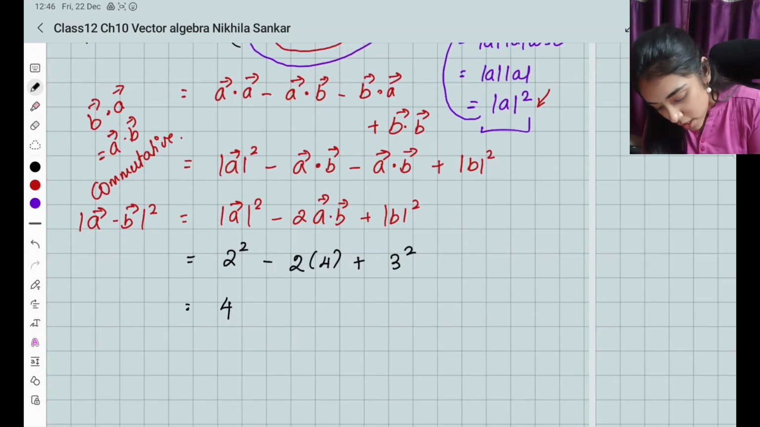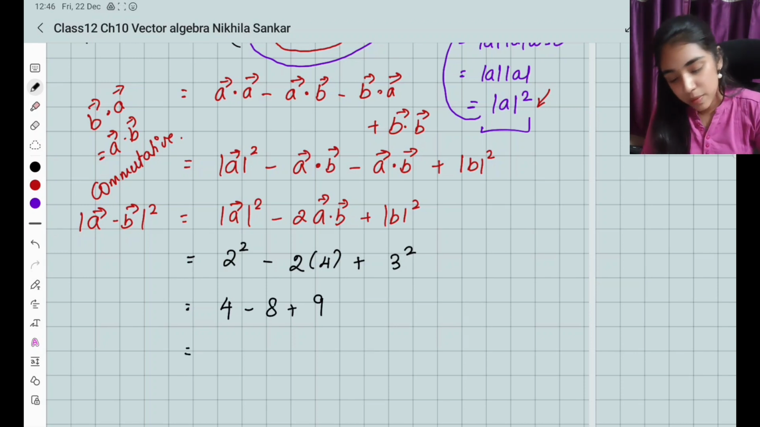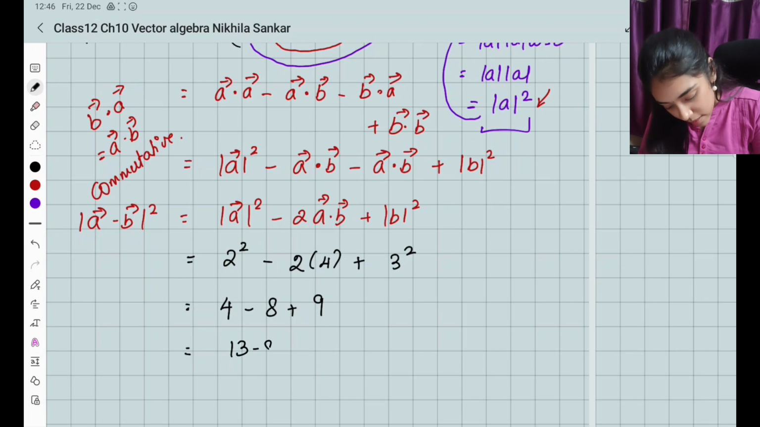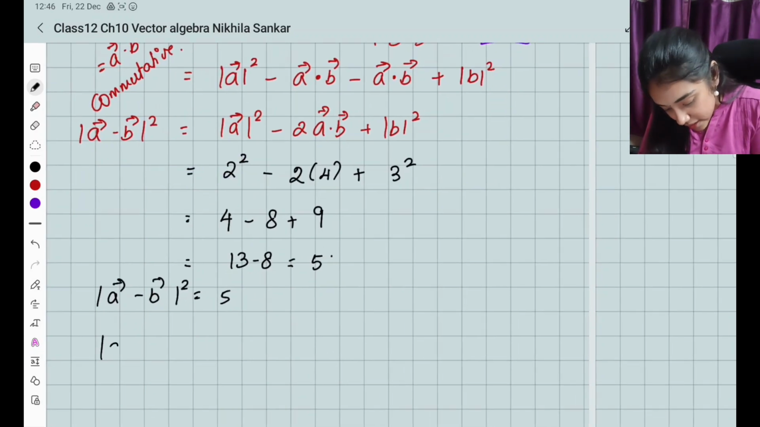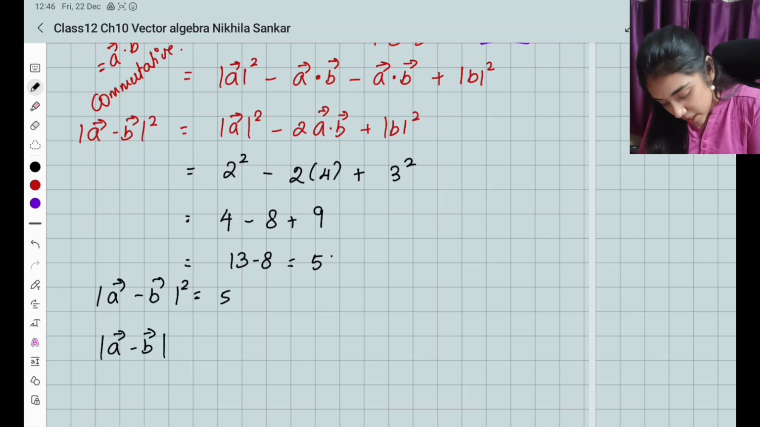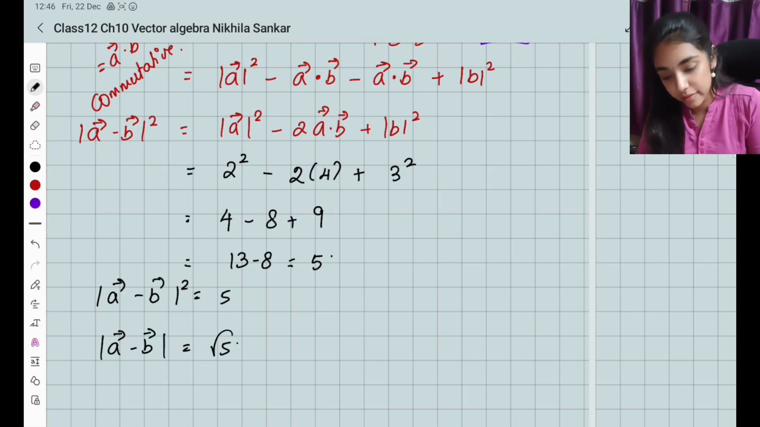So, this is going to be 4 minus 4, 2 2s are 8, plus 3 3s are 9. So, I have 9 plus 4 is going to be 13. 13 minus 8 is going to be 5. So, mod A minus B the whole square is 5. What do I need? I need mod A minus B. This is going to be square root of 5. Okay. Please copy.